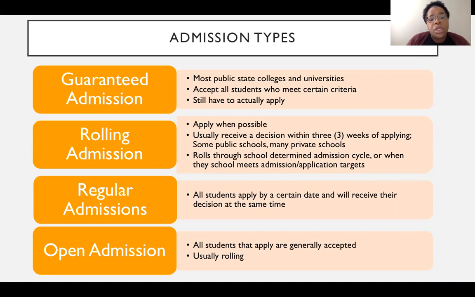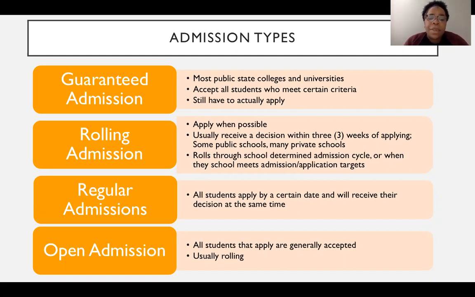Also, there is rolling admission. So this essentially is you apply when possible, and usually you receive a decision within 3 weeks of applying. This is very common in public state colleges and universities, and also in many private colleges as well. This essentially means that the admissions process will roll through the school's determined cycle, or until they meet their admissions or application targets. So say, for example, you apply to a college now in the fall. For many schools, they will let you do rolling admissions, and they're usually accepting applications until a certain cutoff, which oftentimes is into the summer.